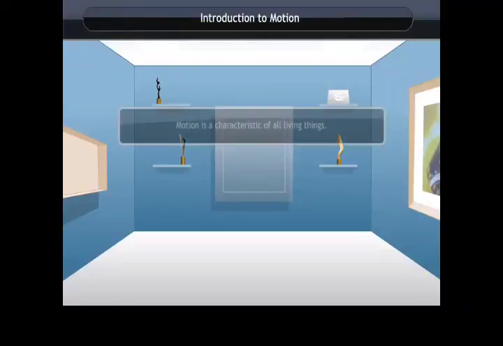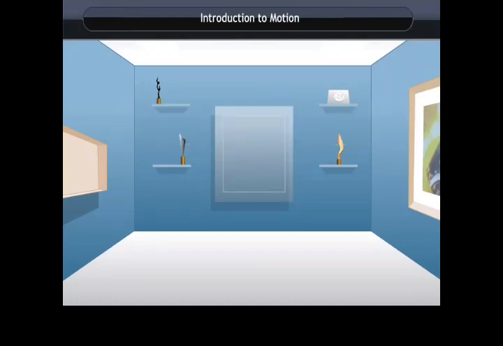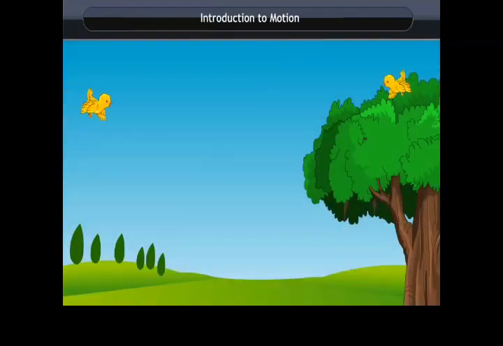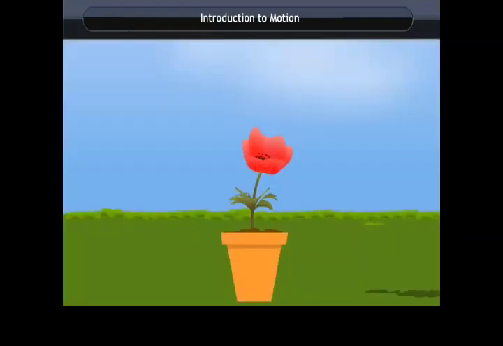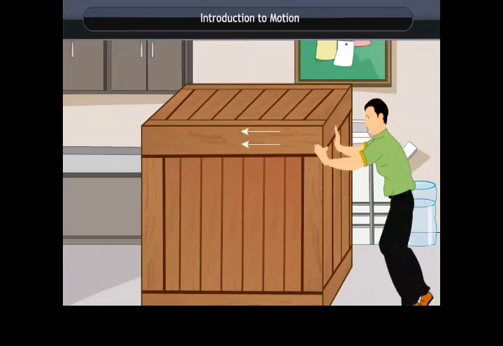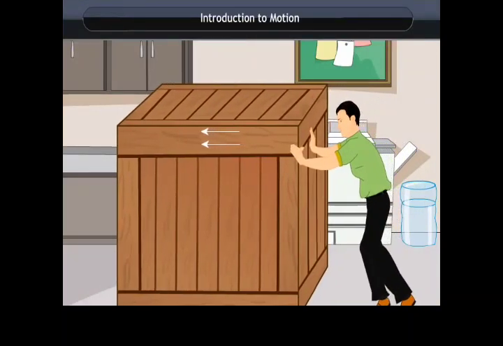Introduction to motion. Motion is a characteristic of all living things. All living things can move on their own, like humans walk, birds fly, etc. Plants can move their different parts. Non-living things cannot move on their own. Some force must be applied to move them. For example, a boy applies a force to move a box.